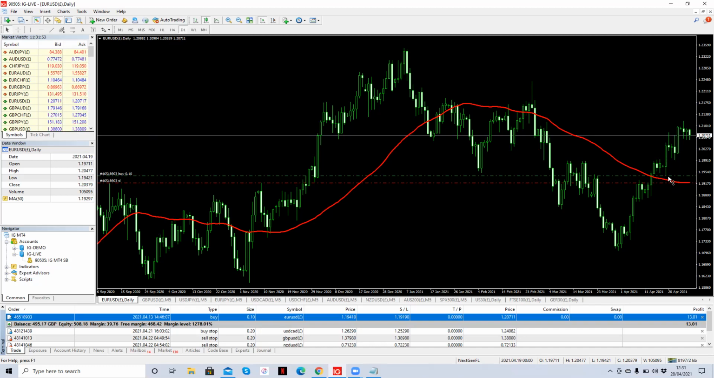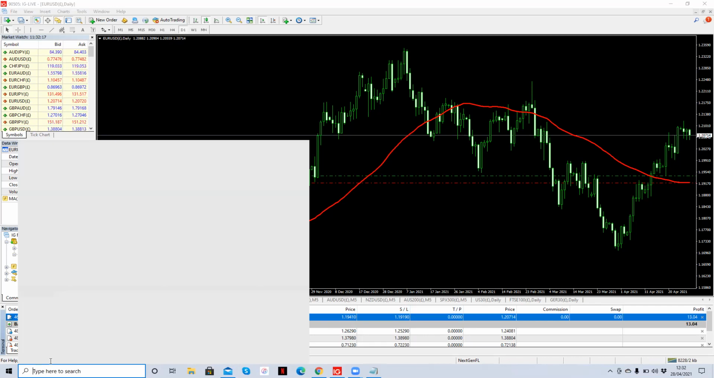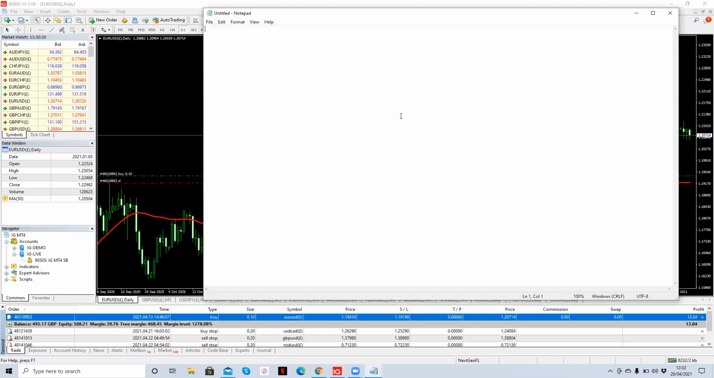So since the 19th of April, I've started moving my stop loss with the moving average, 2 pips below the moving average every day. And today the moving average is 1.1921. So 2 pips below that is 1.1919. So you can see I've already adjusted my stop loss to 1.1919. My entry level was 1.1941. And my stop loss is now 1.1919.